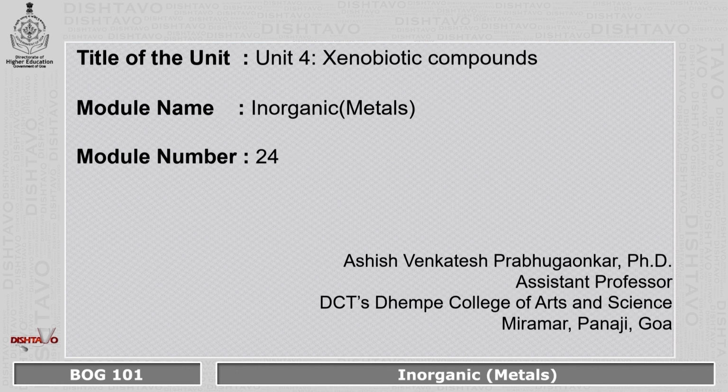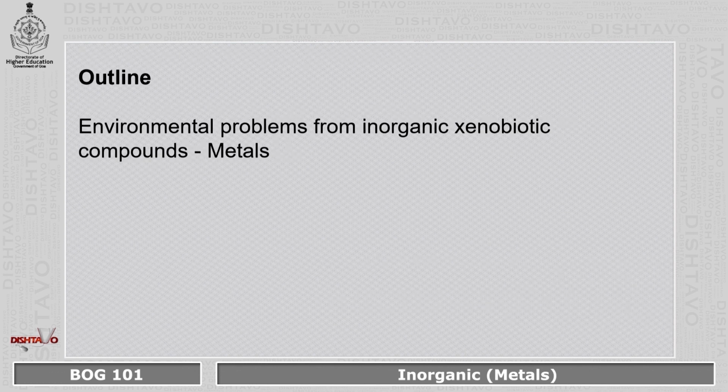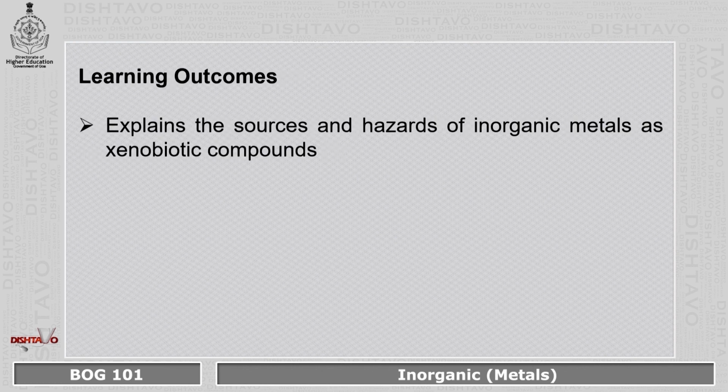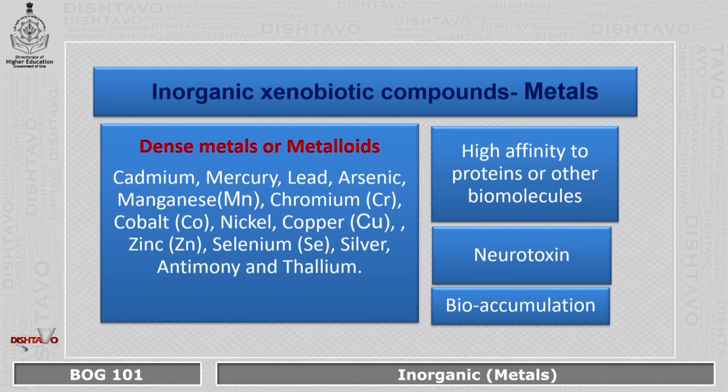Module number is 24. In this module, we'll study environmental problems from inorganic xenobiotic compounds that are heavy metals. At the end of this module, we should be able to explain the sources and hazards of inorganic metals in nature which become xenobiotic compounds.